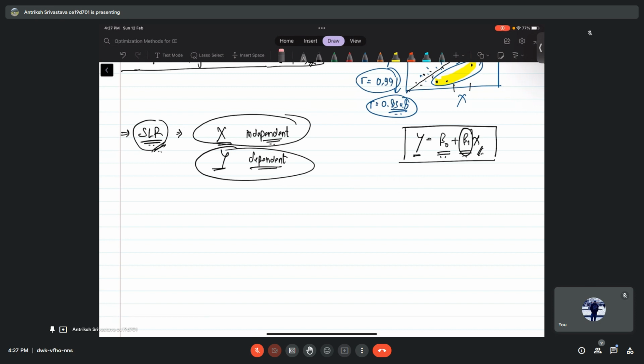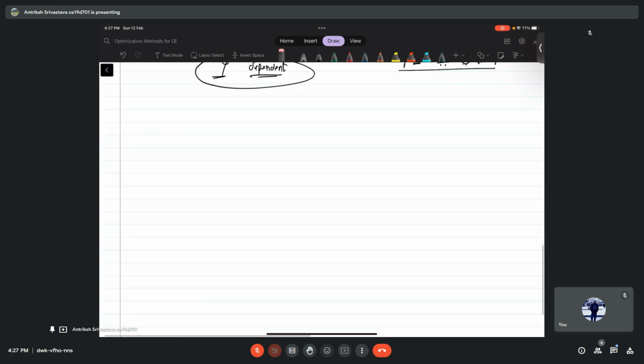Okay, so what are the assumptions of this simple linear regression? When we are trying to fit a simple linear model to our data, we will definitely make some assumptions, because nothing is very smooth or very linear in the real world. So we have to make certain assumptions.